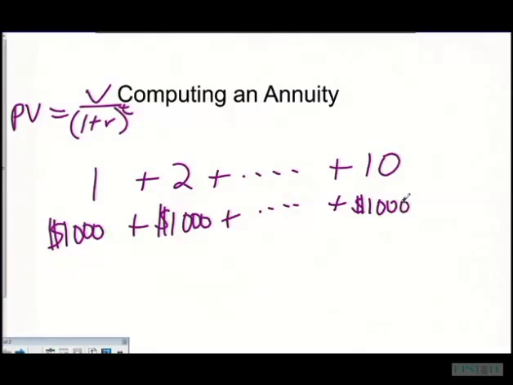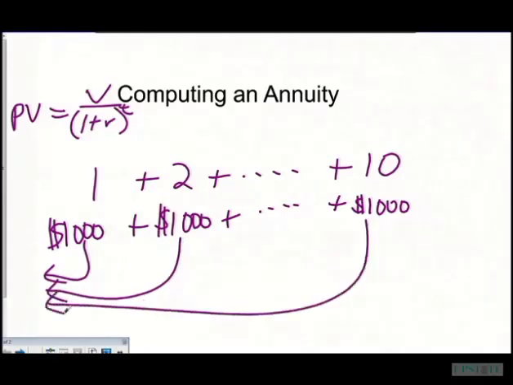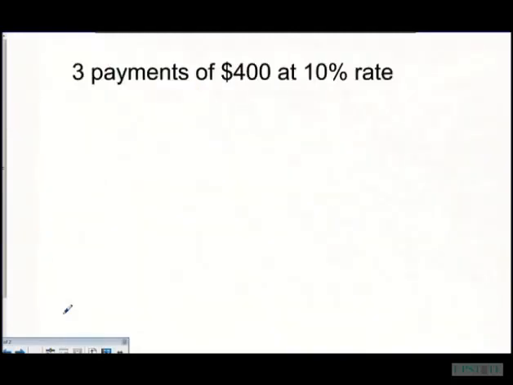So what we do is that we take all these values and we bring them back to a value today, right? So we have all these 10 payments, they are discounted, and then we look at what the actual value of this annuity is. Now, we're going to do this with a basic example: we're receiving 3 payments of $400 at a 10% discount rate.